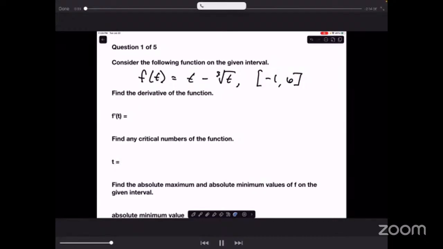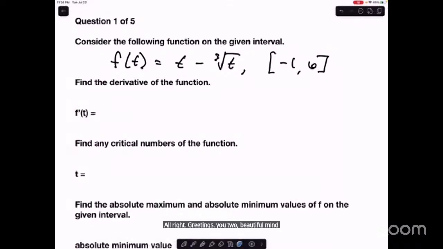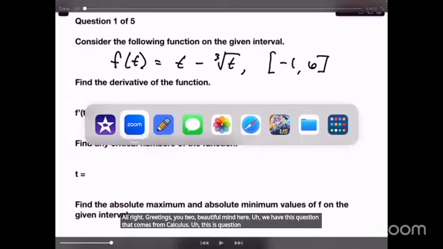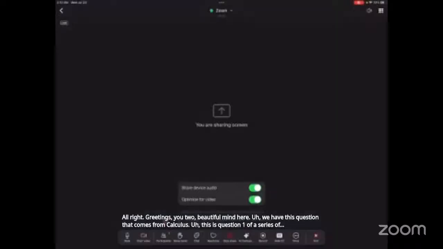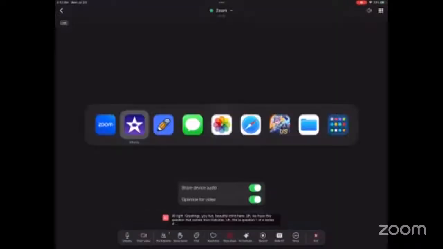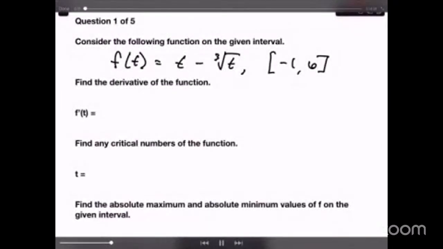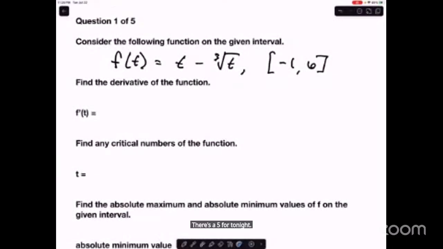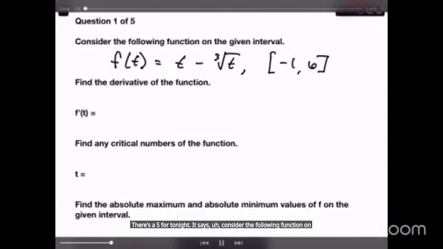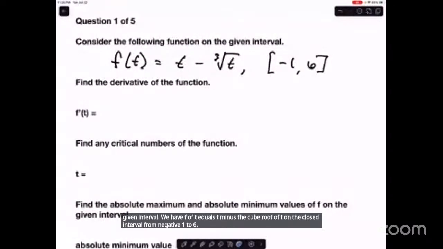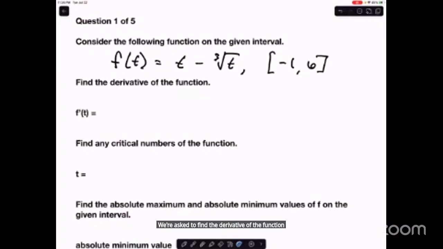All right. Greetings, YouTube. Beautiful Mind here. We have this question that comes from calculus. This is question 1 of a series of five for tonight. It says, consider the following function on the given interval. We have f of t equals t minus the cube root of t on the closed interval from -1 to 6. We're asked to find the derivative of the function and then find any critical numbers.